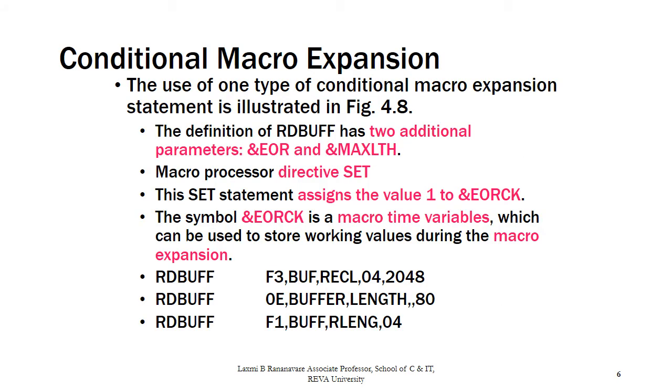Now we are going to see conditional macro expansion. So we can write conditional macro using if statement, and we are going to take an example for this read buffer. Read buffer we have seen in the previous example, which is having 3 parameters. Now 2 more additional parameters we are going to have, that is %EOR and %max length. The macroprocessor directive set is used in this case.